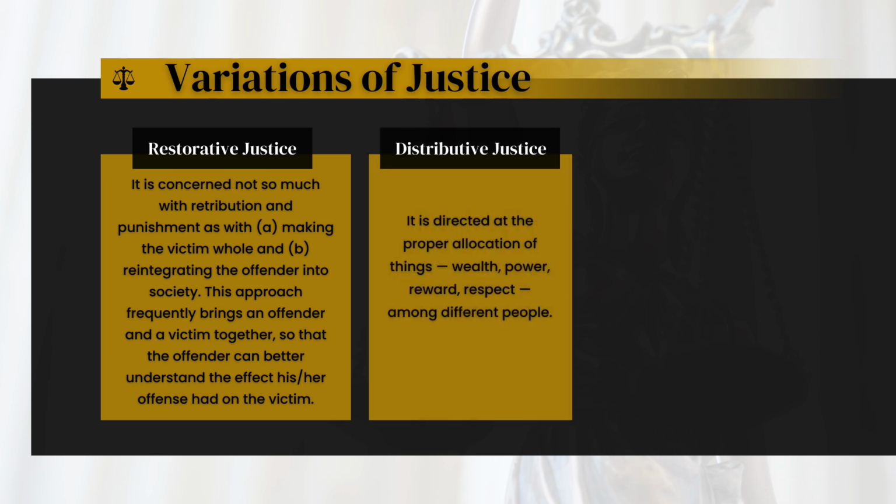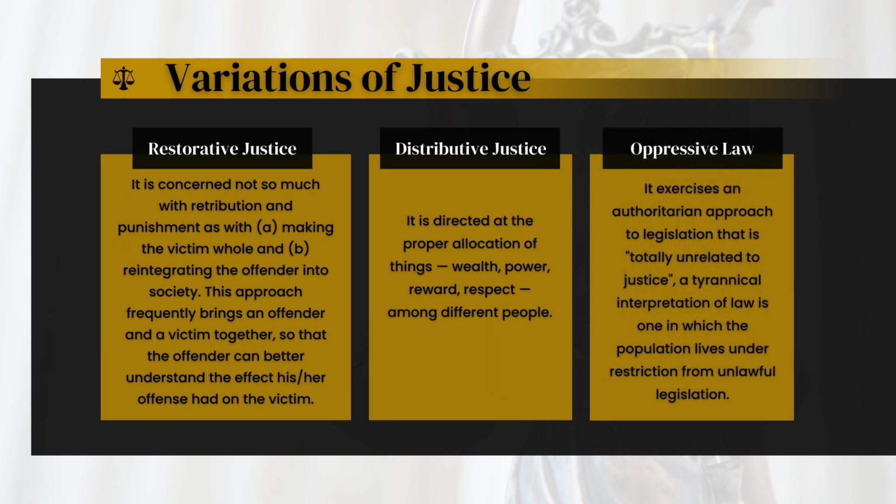Distributive justice is directed at the proper allocation of things, wealth, power, reward, respect among different people. Oppressive law exercises an authoritarian approach to legislation that is totally unrelated to justice. A tyrannical interpretation of the law is one in which the population lives under restriction from unlawful legislation.